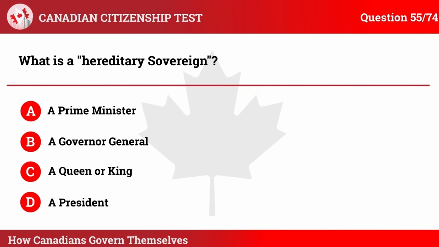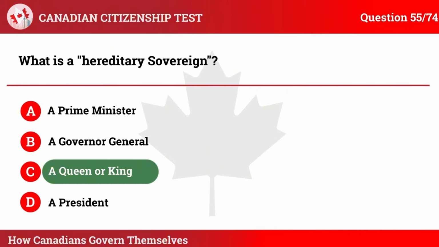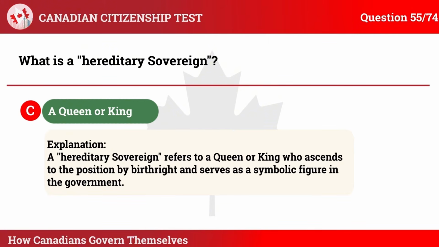The correct answer is C. A Queen or King. Explanation: A hereditary sovereign refers to a queen or king who ascends to the position by birthright, and serves as a symbolic figure in the government.